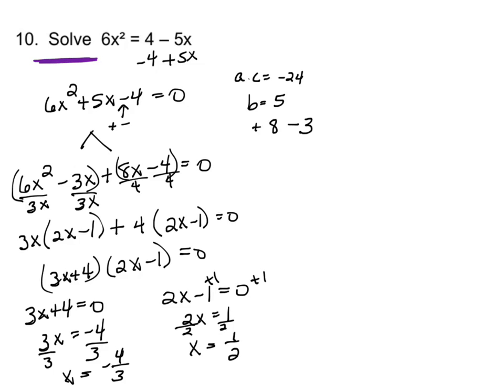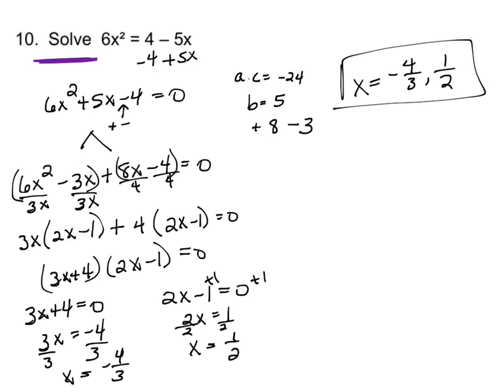So negative 4/3 and 1/2 are our two answers that you're going to write if there's a solution. X equals negative 4/3 and 1/2. And those are your two answers. All right, that is 5-4.